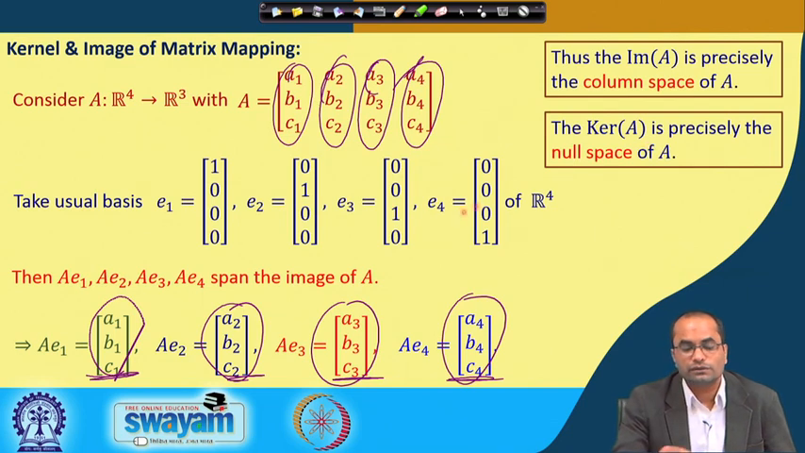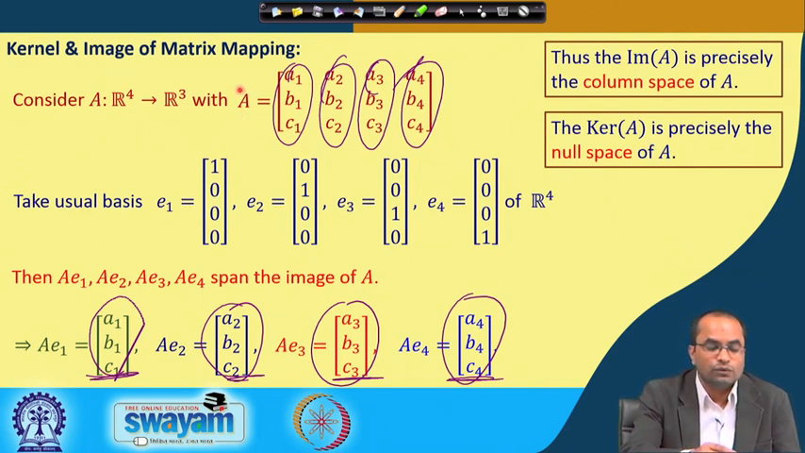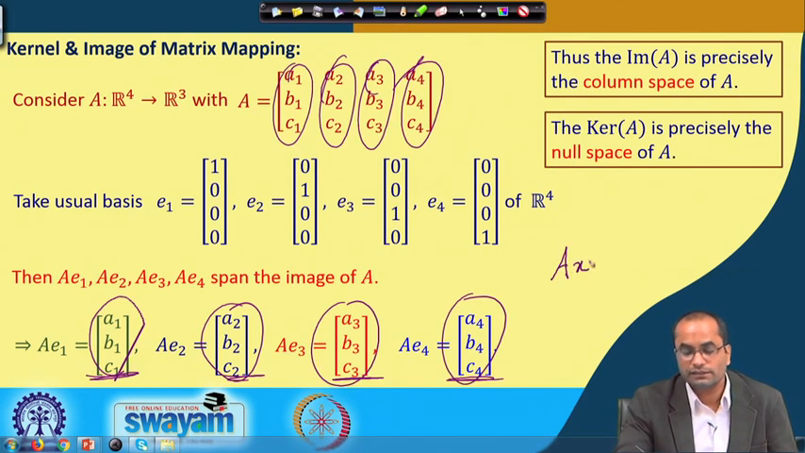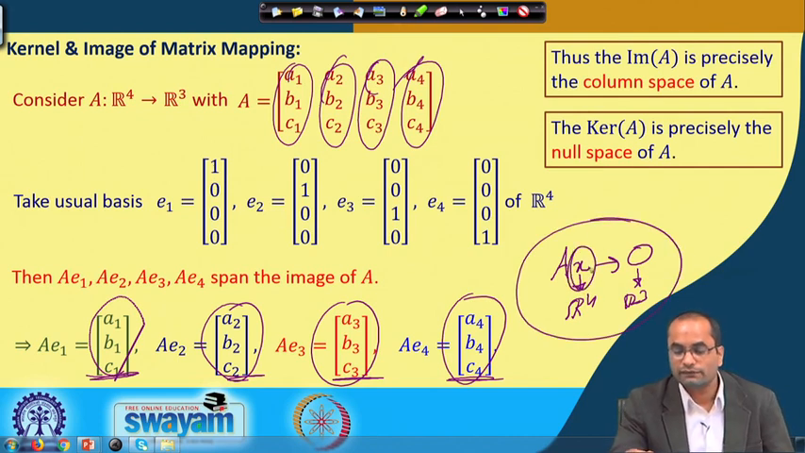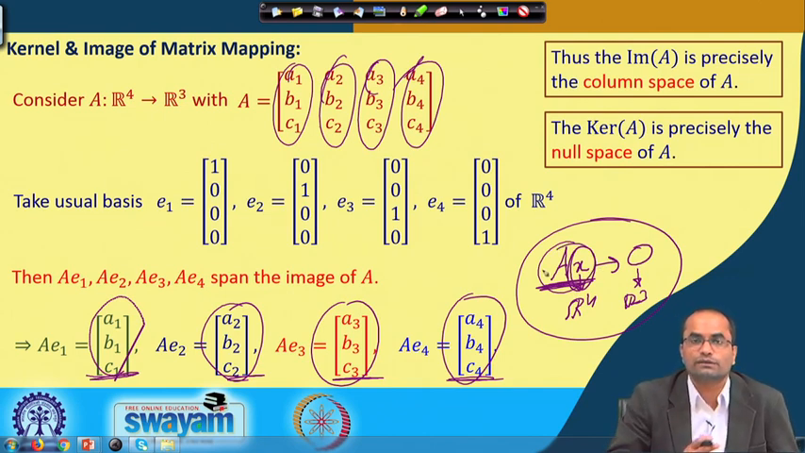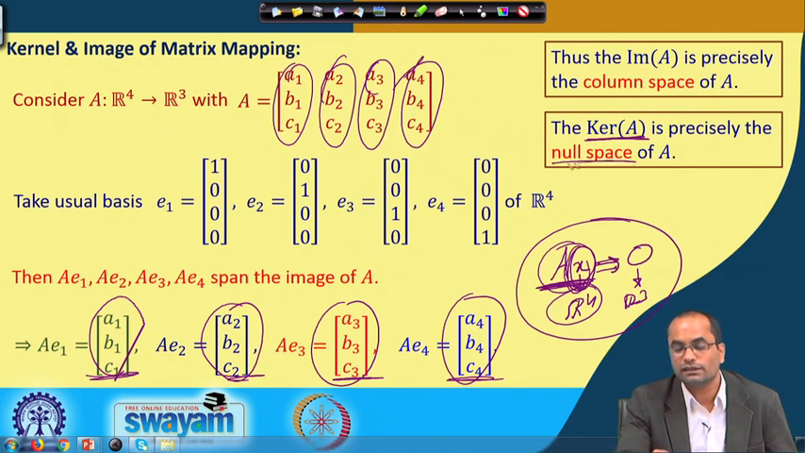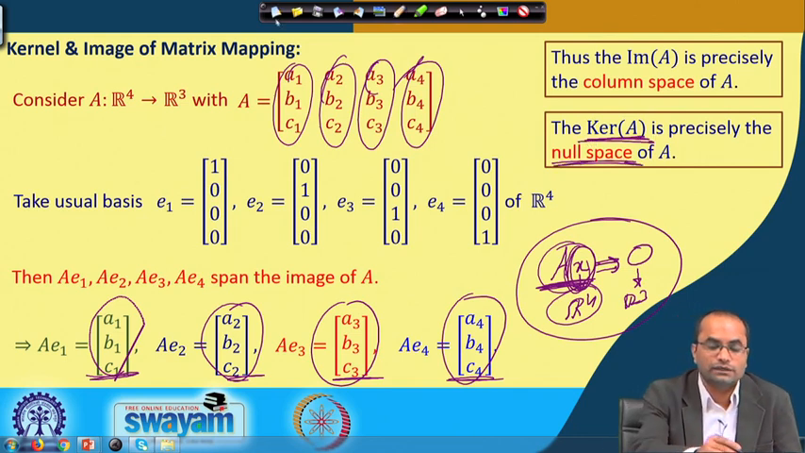Similarly, the kernel will be all the points whose map is zero, that means we are looking for all the points x here in R4 whose map is the 0 in R3. So, we are looking exactly for the null space of this matrix A, because that was the definition of the null space: the solution of this system of homogeneous equations gives us the null space. So, the null space in the form of the kernel is the same as the null space of A, that is the kernel of the matrix mapping.